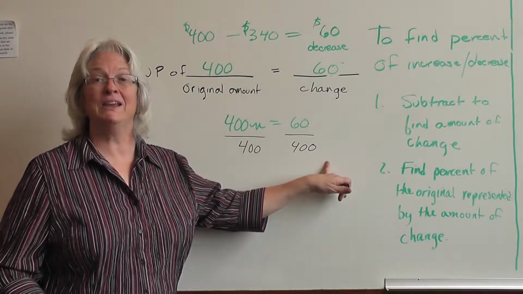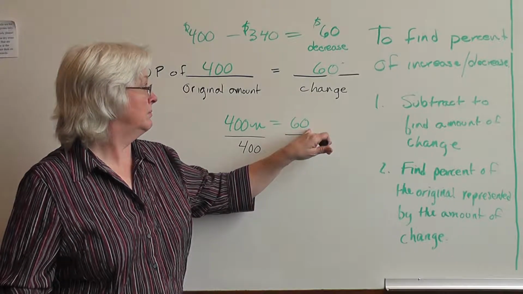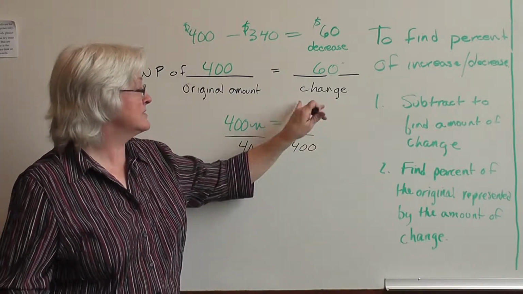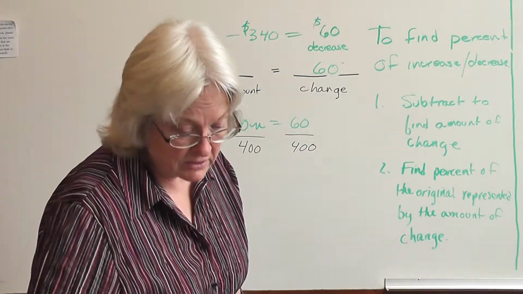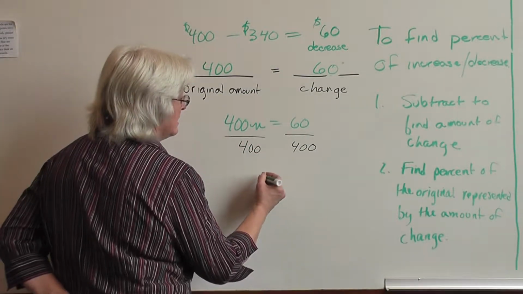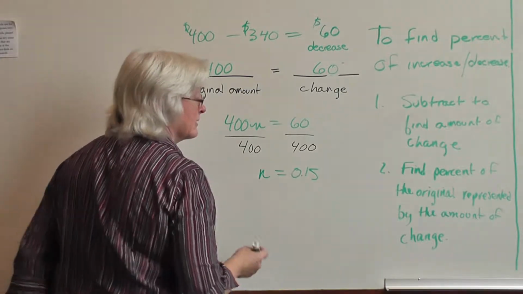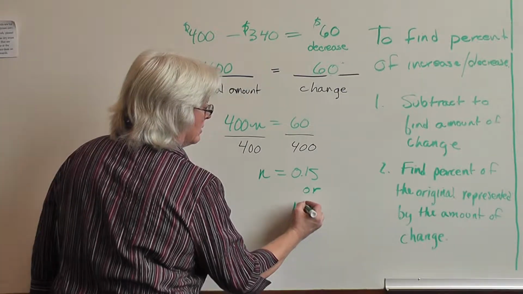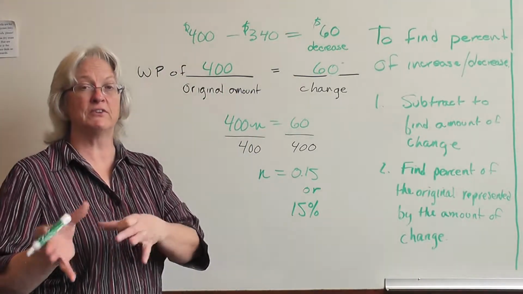You can immediately divide by 10, and you have 6 over 40. Then you do your long division, which I'm not going to take the time to do, and we're going to have that n is indeed equal to 0.15, 15/100, or 15%. They said, make sure you indicate if it's increase or decrease.